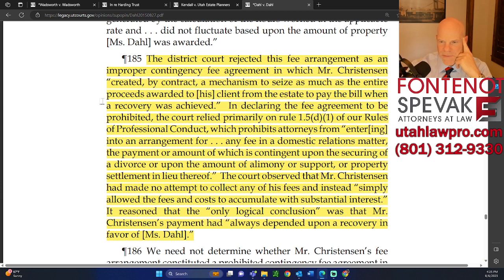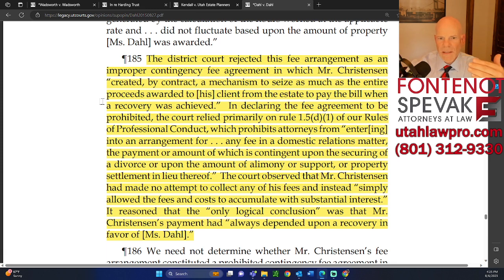The court observed that Mr. Christensen had made no attempt to collect any of his fees and instead simply allowed the fees and costs to accumulate with substantial interest. It reasoned that the only logical conclusion was that Mr. Christensen's payment had always depended upon a recovery in favor of Mrs. Dahl. Okay, you can't have contingency fees in divorce cases or any other kind of domestic relations matter unless it's for collection of a child support or alimony judgment.